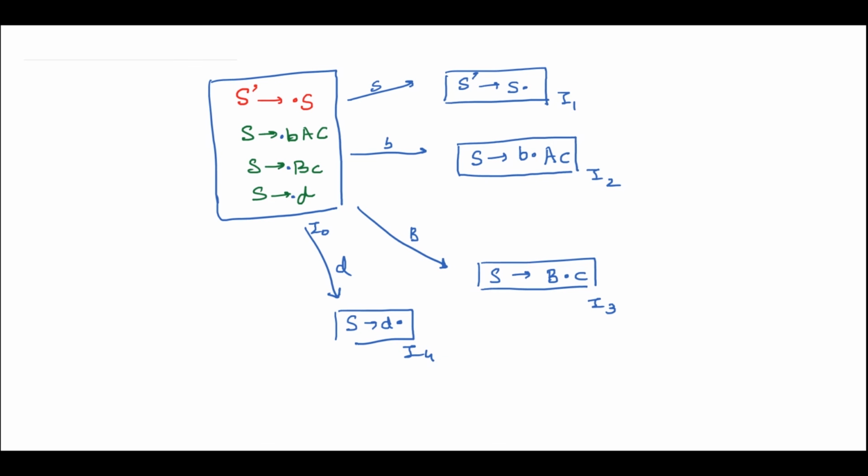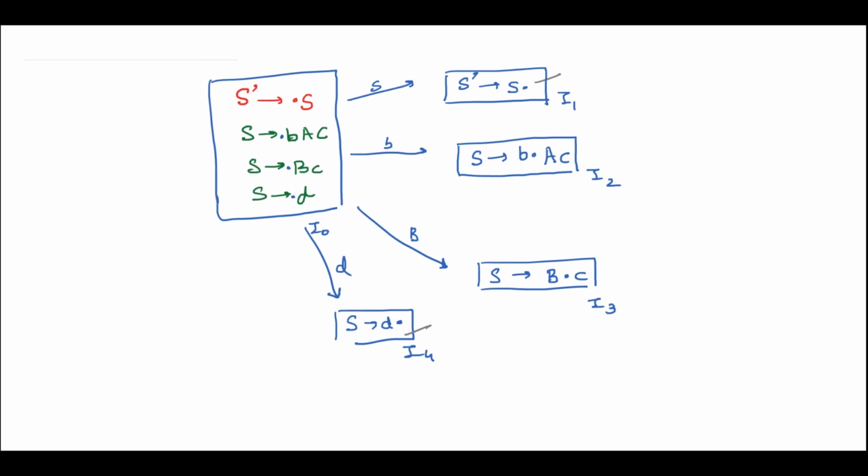Now remember, this is a final state and also this is a final state, because I can't do any other step on these two sets of items. And also I did not include the productions of A because I didn't have any.